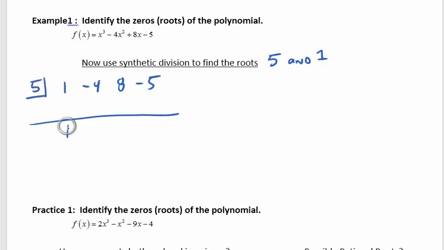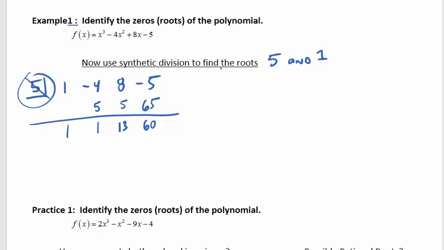Then I multiply 5 times 1, which is 5. I write that up here. Now I'm adding as I go down the column. So that would give me a positive 1 again. Then I'd multiply 5 times the 1 to give me positive 5. Adding down the columns again, 8 plus 5 will give us 13. So 13, and then 5 times 13 would give us 65. Well, you can see this is not going to be a root. Negative 5 plus 65 gives us a remainder of 60. So that tells me that 5 is not a root.